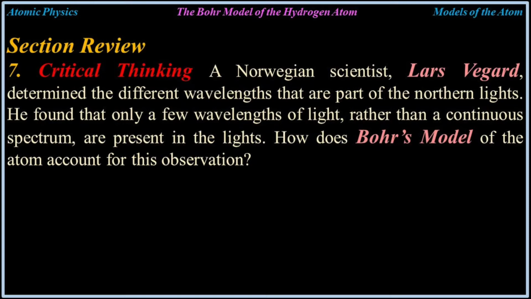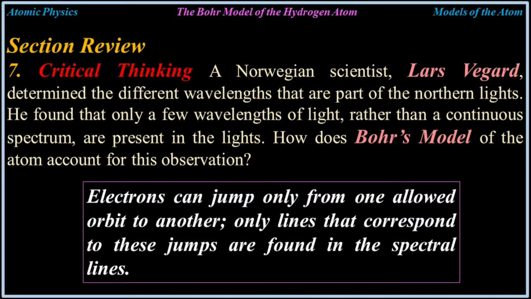A Norwegian scientist, Lars Vegard, determined the different wavelengths that are present or part of the northern lights. He found that only a few wavelengths of light rather than a continuous spectrum are present in the lights. How does Bohr's model of the atom account for this observation? The electrons can jump only from one allowed orbit to another. Only lines that correspond to these jumps are found in the spectral lines.